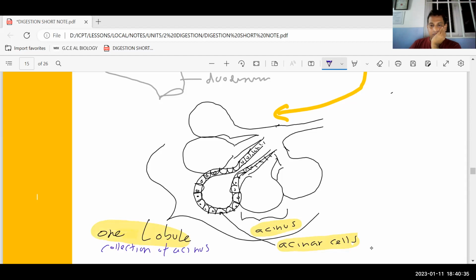Okay, when they collect together, they make one common duct. This duct is called the intercalated duct. And now many lobules, not one, many lobules connect with the intercalated duct to a common duct called the interlobular duct.